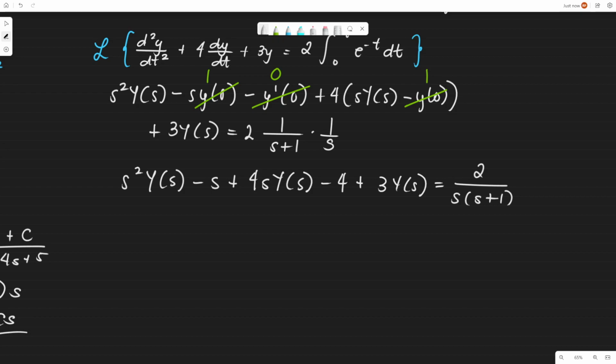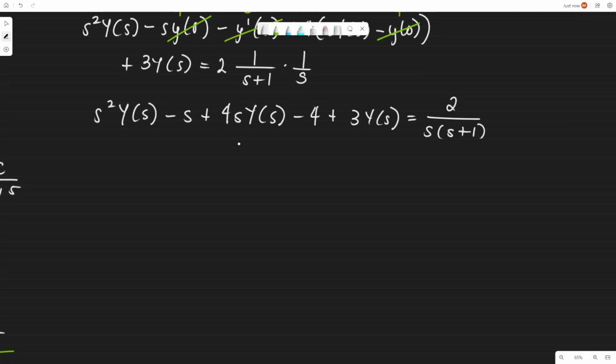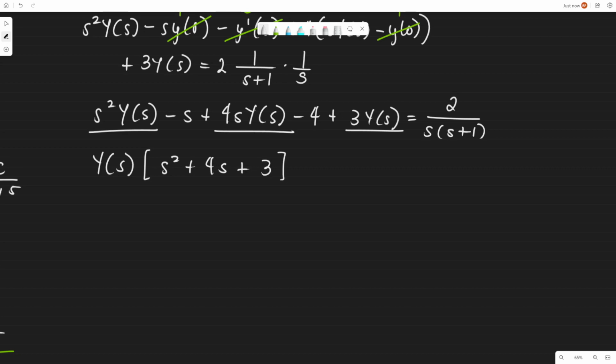Okay. So, saan ako? Yan. Lahat ng may y of s, iwan lahat ng walang y of s sa kabila. So, we have ito, and ito. Wait lang. Ayan, naglag. So, we have here y of s. Factor out ko na, no? S squared plus 4s plus 3. So, yan. Factorable yung ating term. So, we have 2 over s times s plus 1. Okay? So, plus 4 plus s.